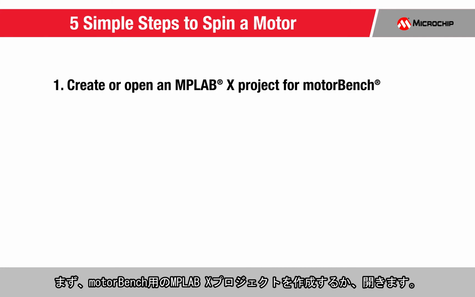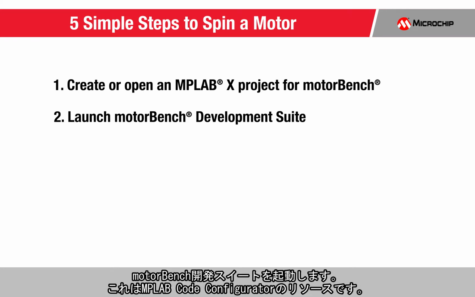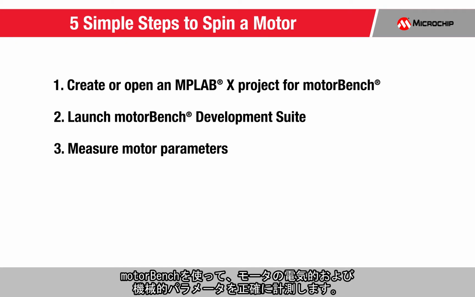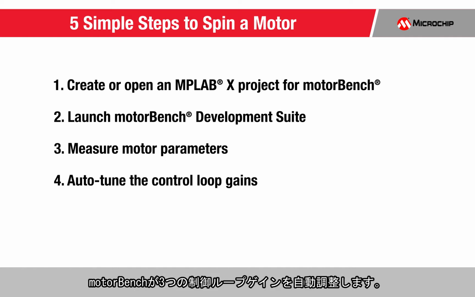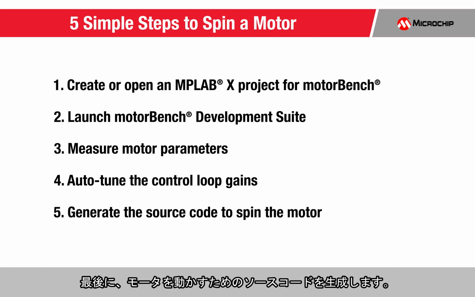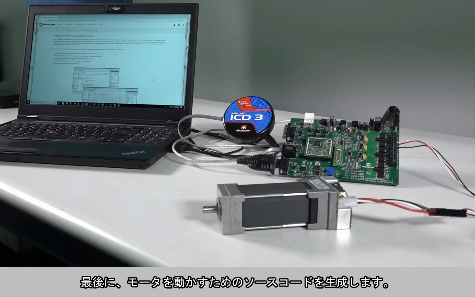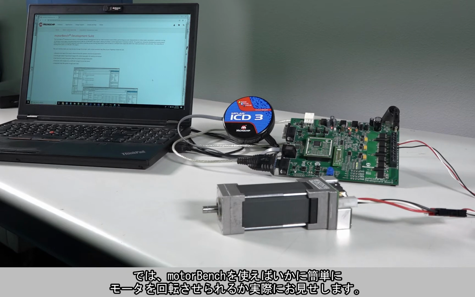First, create or open an MPLAB-X project for motorBench. Launch the motorBench development suite, which is a resource within the MPLAB Code Configurator. With the help of the motorBench tool, accurately measure your motor's electrical and mechanical parameters. Let the tool auto-tune the 3 control loop gains. And finally, generate the source code to spin your motor. Now let me show a live demo of how our motorBench tool simplifies spinning a motor.